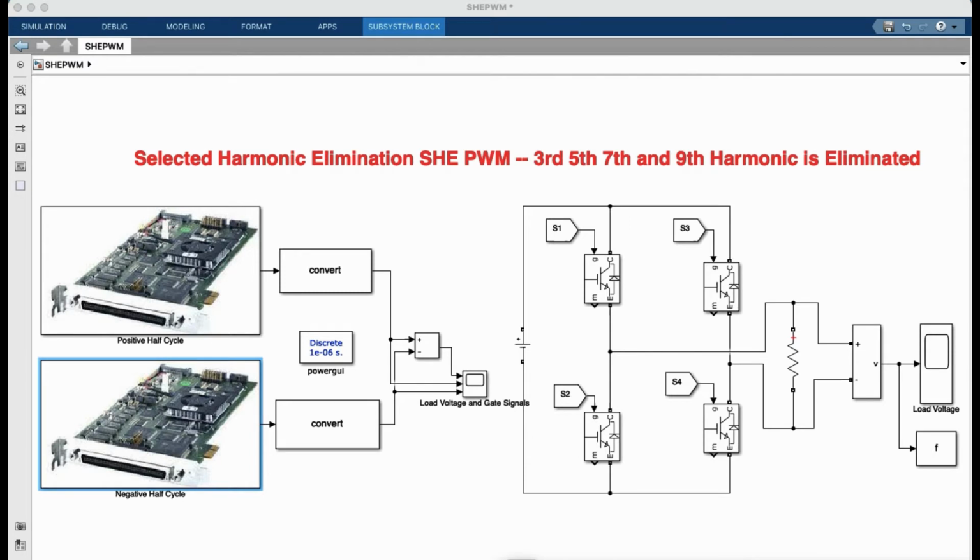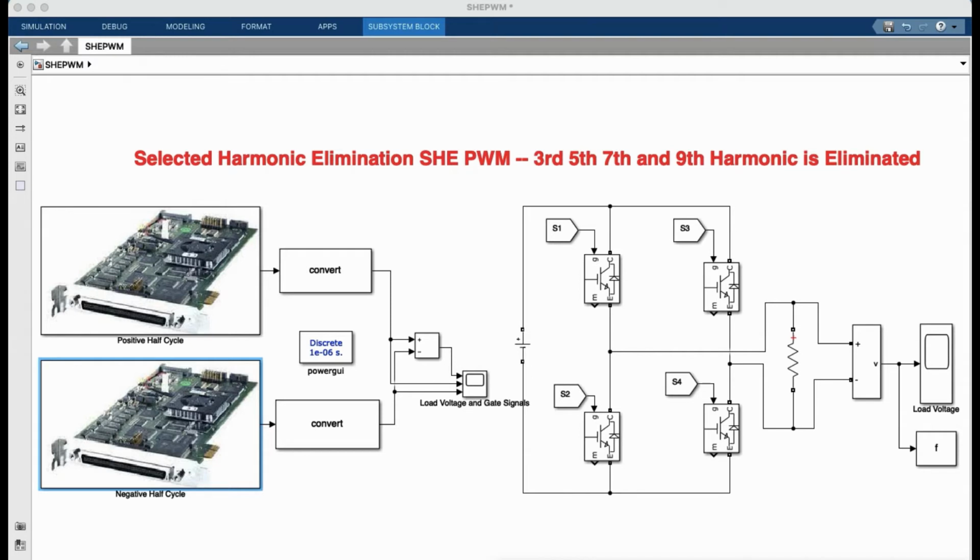Bismillahirrahmanirrahim. In this video, we will discuss the selected harmonic elimination PWM technique. With the help of this PWM technique, we can eliminate the 3rd, 5th, 7th, 9th harmonics from the spectrum of the output voltage waveform. You can eliminate any particular harmonic from the spectrum by adjusting the pulses or the notches, as we discussed in the previous videos.